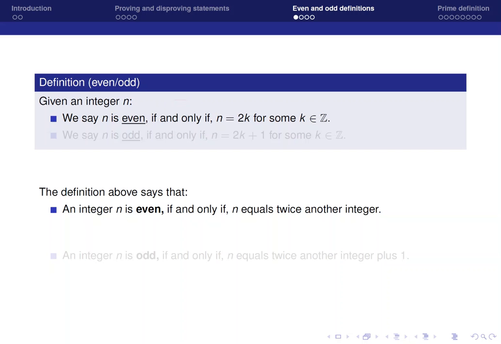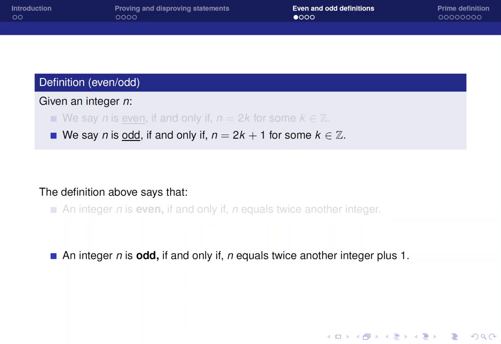Now, what about odd? To say that an integer is odd means the following. We say that n is odd if and only if n is equal to 2 times k plus 1 for some k that is an integer. So in other terms, an integer that is odd can be written as 2 times an integer plus 1.